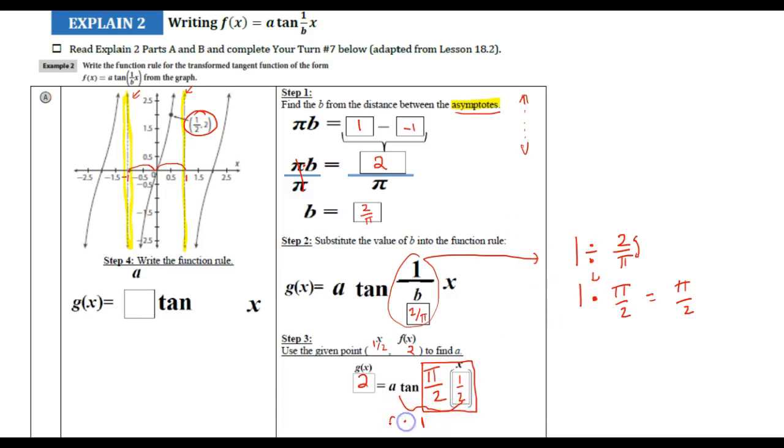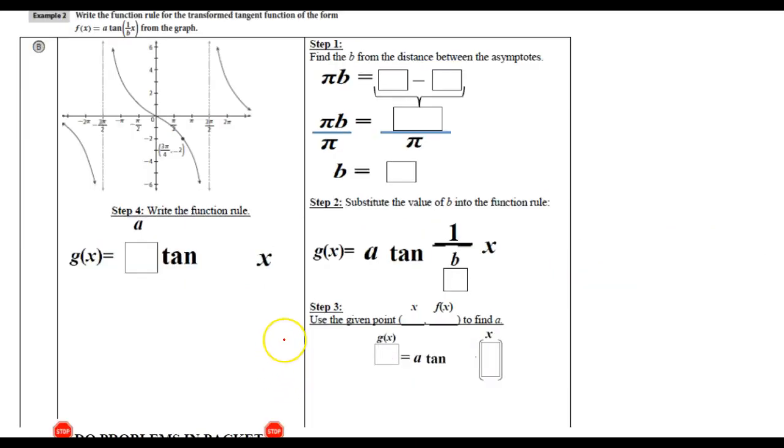So that's 1 times a equals 2. And we can actually figure that out. What's 1 times a? Well, that would just be a equals 2, right? So we found our a value to be 2, and our simplified b value to be pi over 2. Alright, let's go ahead and do the next one, part B.